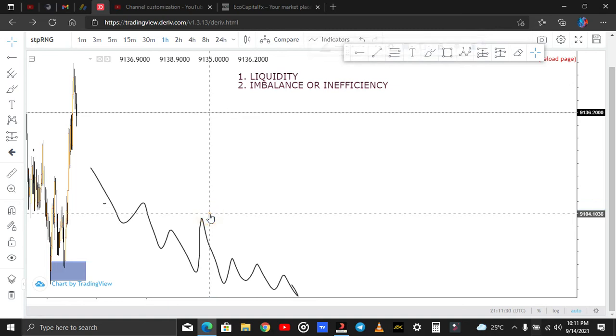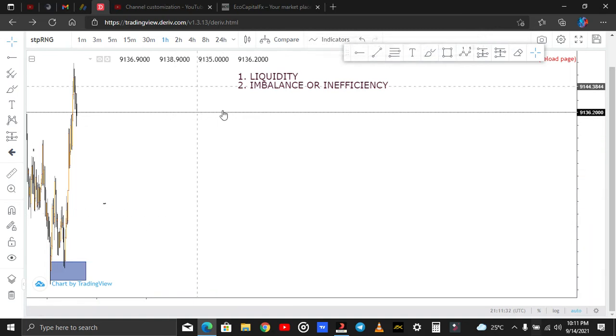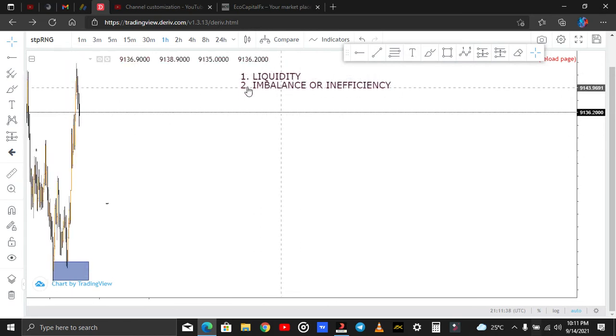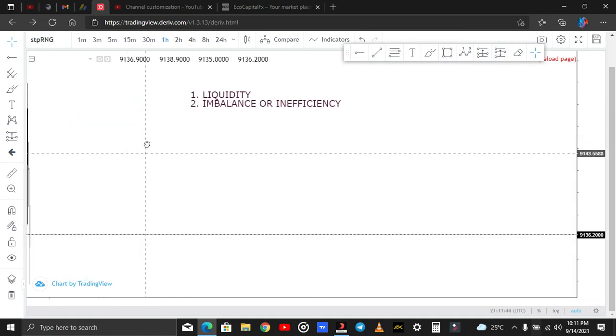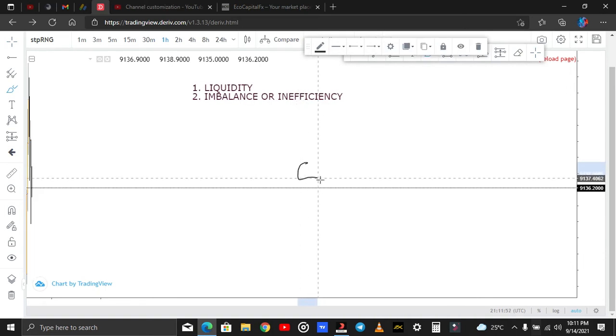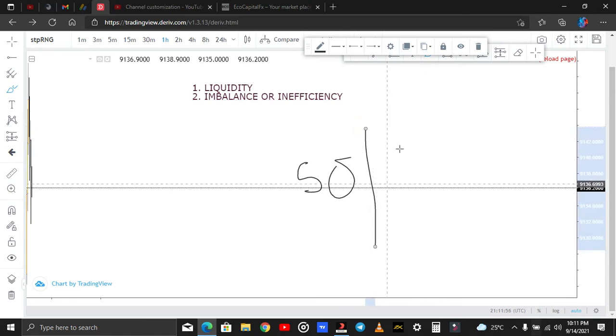So this is just what liquidity means. Now, what is imbalance and inefficiency? Don't worry, I'll still come to the chart and show you examples of liquidity grab. What is imbalance or inefficiency? Imbalance simply means when price is inefficient. Because now you know, for price to move there must be 50% buying and 50% selling.